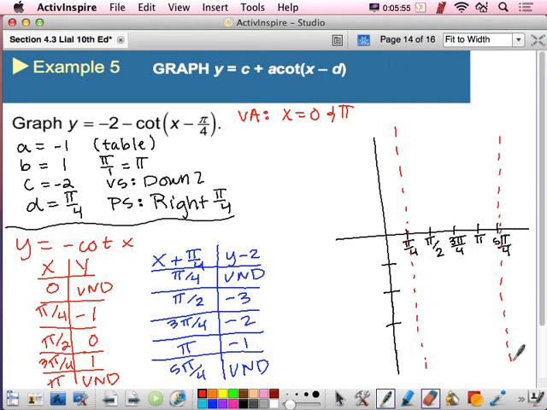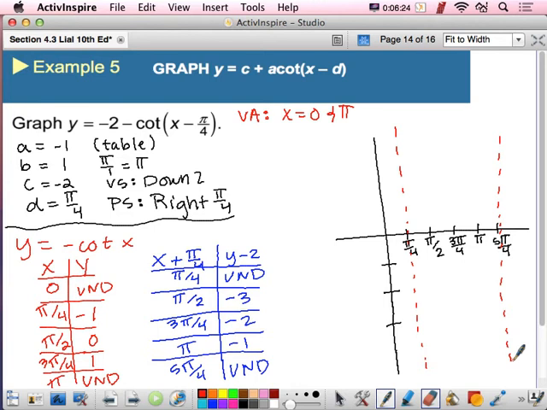Hey, here's a question, you guys. Can anybody tell me the answer to this? If I take the two asymptotes and I subtract them, what should I always get? How much space is in between them? Okay, look, what's 5 pi over 4 minus 1 pi over 4? Period. Oh, very good. If you subtract the asymptotes, you should always get the period, because there has to be a whole period between them. Does that make sense? Okay.